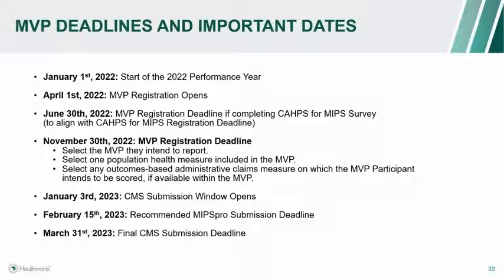And to register, participants will be required to select the MVP they intend to report, select one population health measure included in the MVP, and select any outcomes-based administrative claims measure on which the MVP participant intends to be scored, if available within the MVP. And that's the MVP registration deadline.